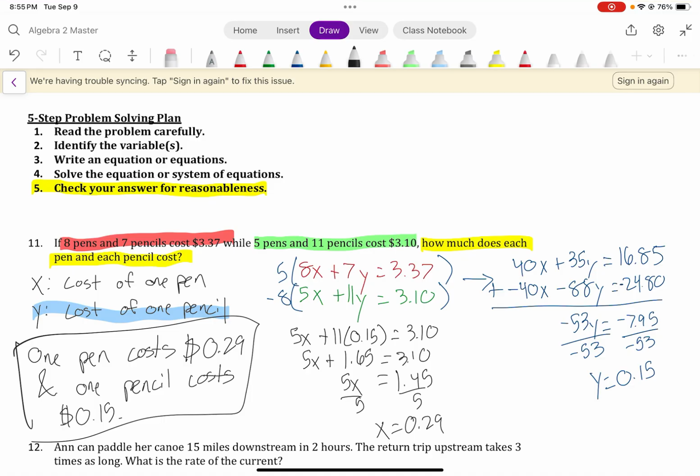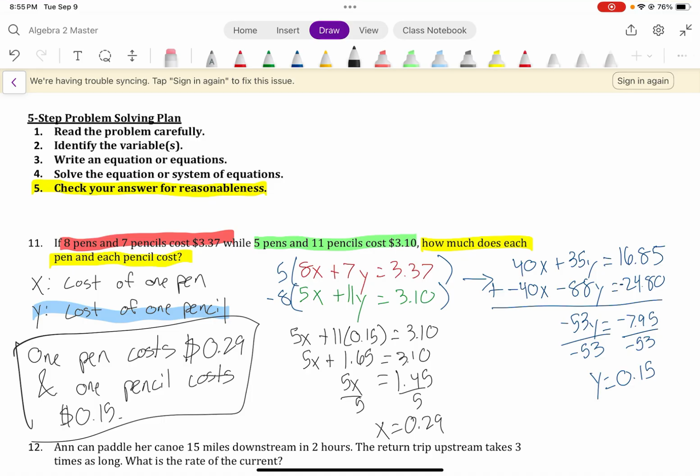I've boxed that as my answer, but I should still do step 5. I check my answer for reasonableness. The obvious thing you can do is plug it into your equations and make sure that it works, but sometimes reasonableness just isn't as in-depth as redoing the math. So looking at the equations that I have, 8x plus 7y equals $3.37. 5x plus 11y equals $3.10.